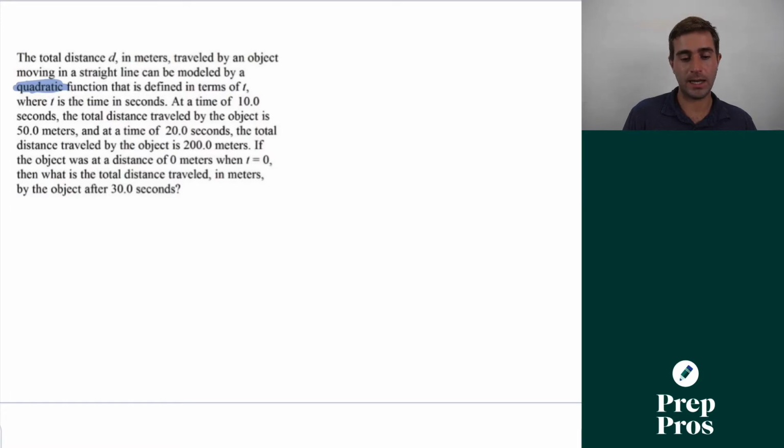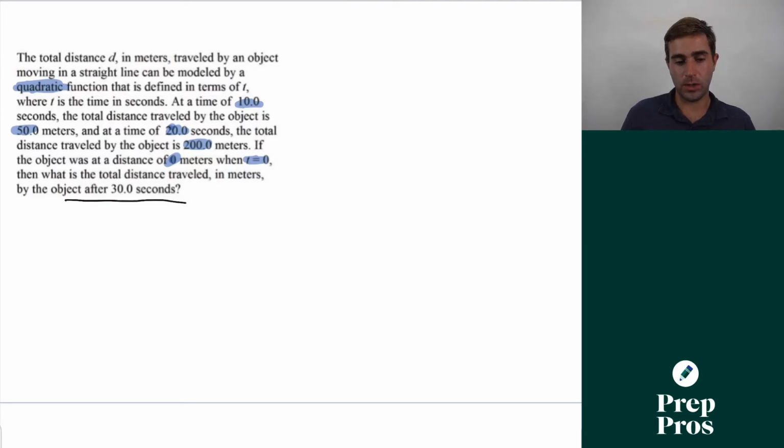At a time of 10 seconds, the total distance traveled is 50 meters. At a time of 20 seconds, the total distance traveled is 200 meters. If the object was at a distance of 0 meters when t equals 0, then what was the total distance traveled by the object after 30 seconds?